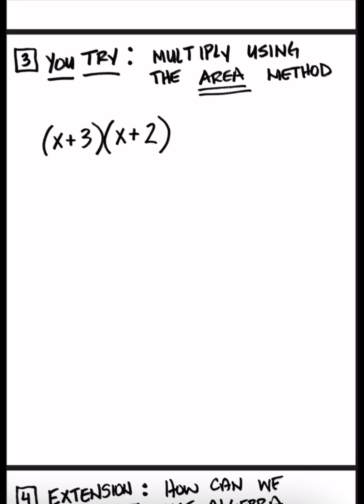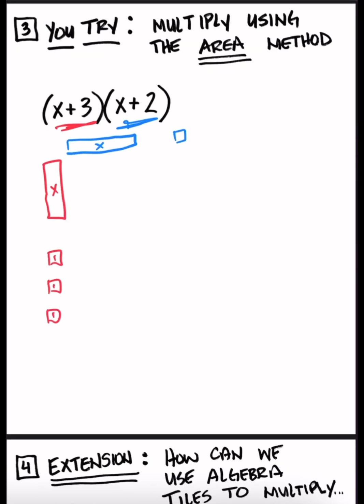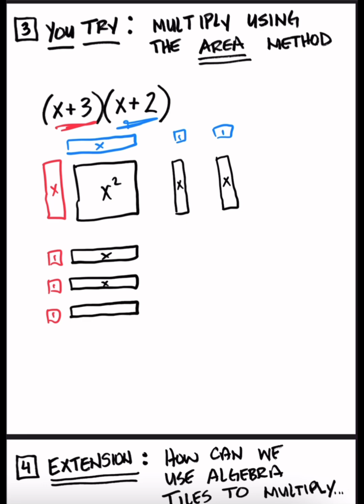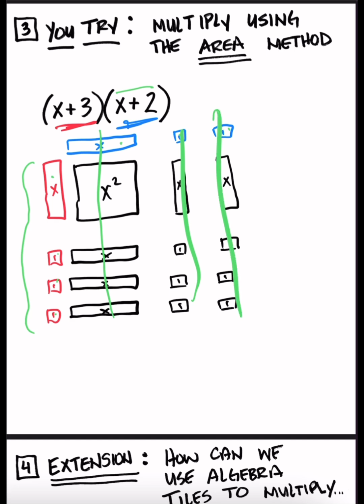Now here's an example for you to try. Okay, now using the same method as before, we drew out x plus 3 1s and x plus 2 1s, and then multiplied them together on this grid. Over here, we have x times x, which gives us x squared, and then x times 1, which is x, and then so on, x.